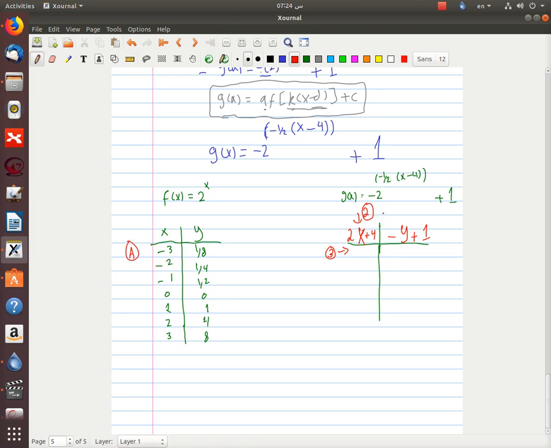A, b, and c. So a is take minus 3, plug it in b, so it's gonna be 2 times minus 3 plus 4. 2 times minus 3 is minus 6 plus 4, it's gonna be minus 2. So I'm gonna make here minus 2. Okay, if you did it repeatedly, we're gonna get minus 2, 0, 2, 4, 6, 8, and 10.